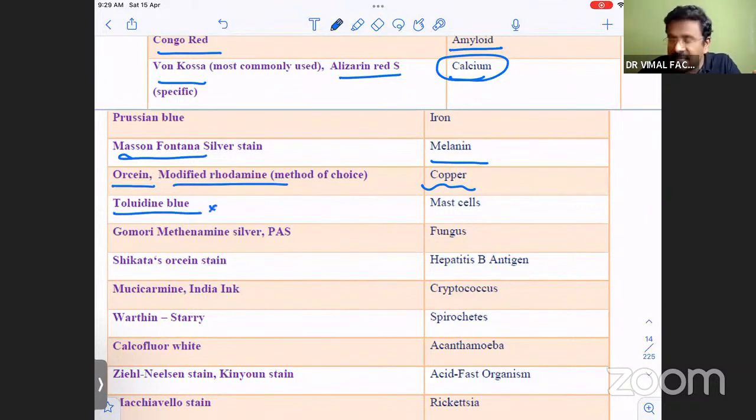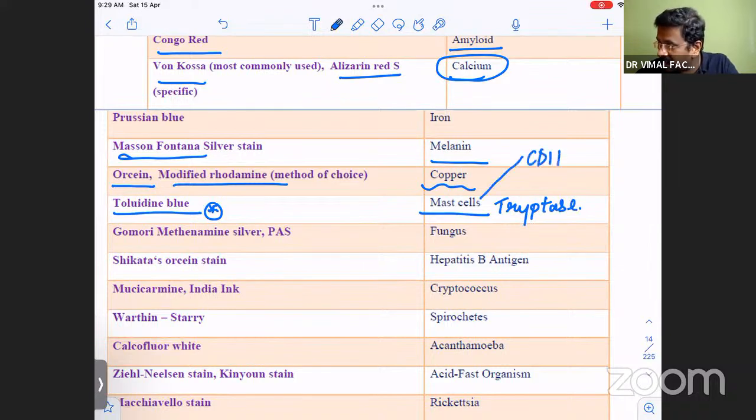This is a question which was asked in your last exams. Toluidine blue is a special stain for mast cells. What are the other special stains you will remember? You will be remembering tryptase. Mast cells are highlighted by tryptase and other markers, CD117 and CD30. These are all the recent updates where the examiner can ask.